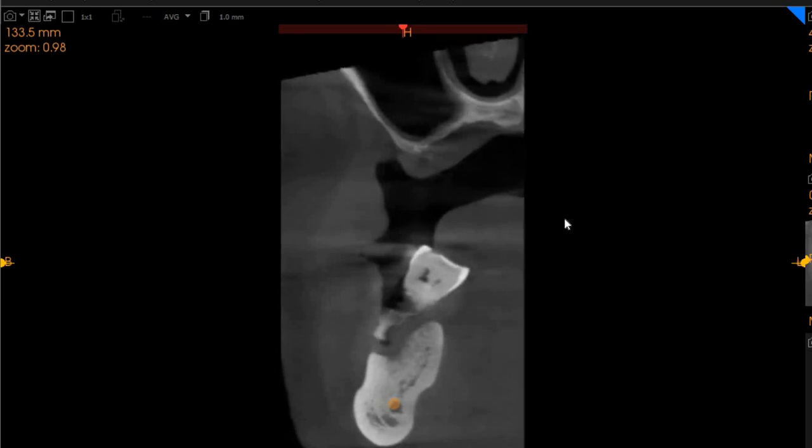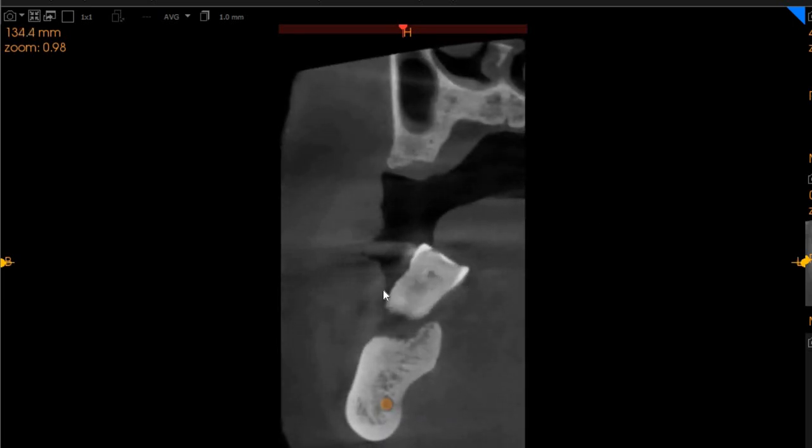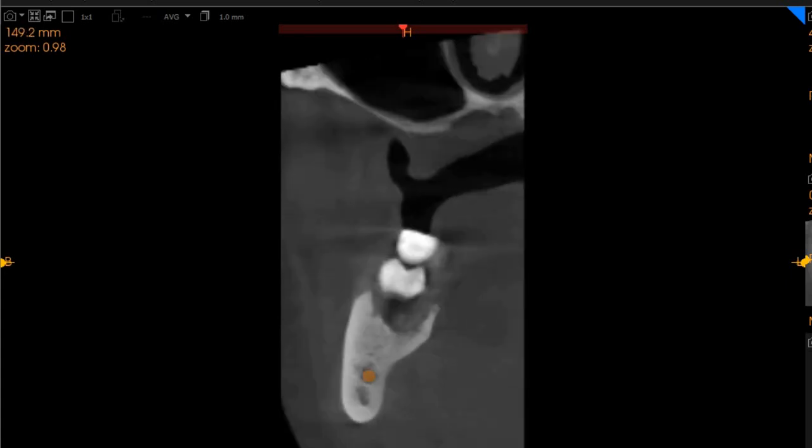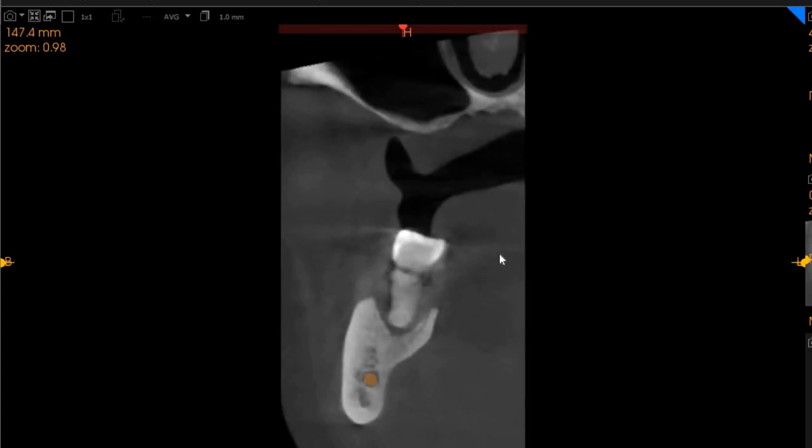So this is the lower left area. In the lower left, you can see we've got significant bone loss with the first molar completely floating. The second molar is also experiencing significant bone loss.